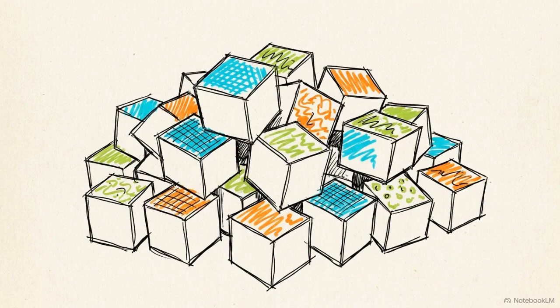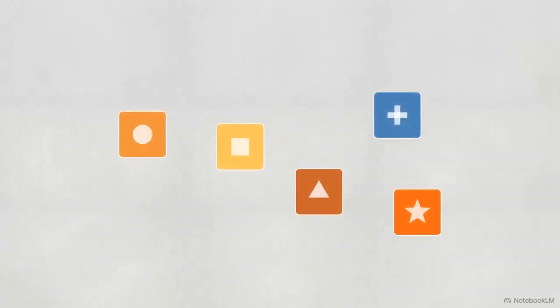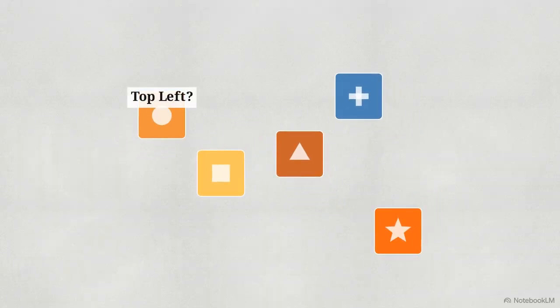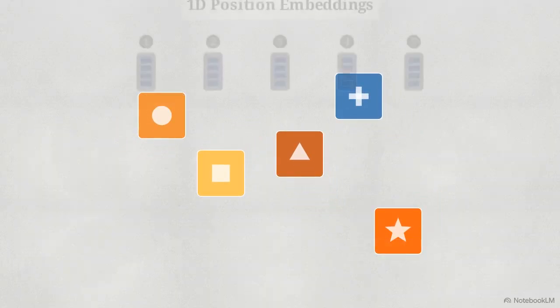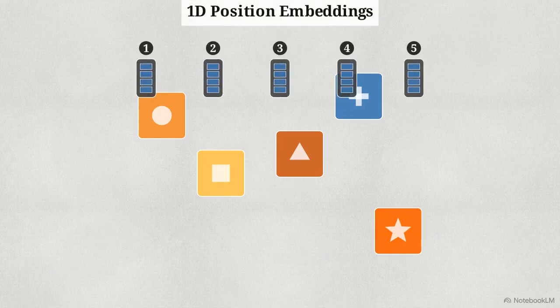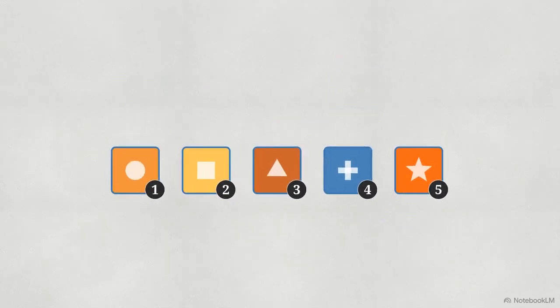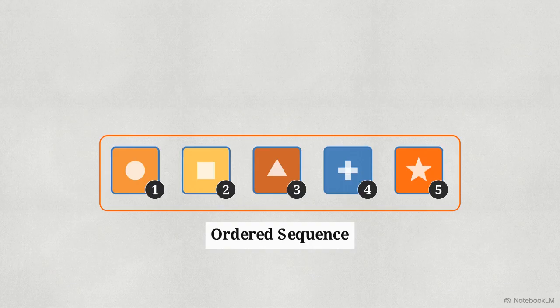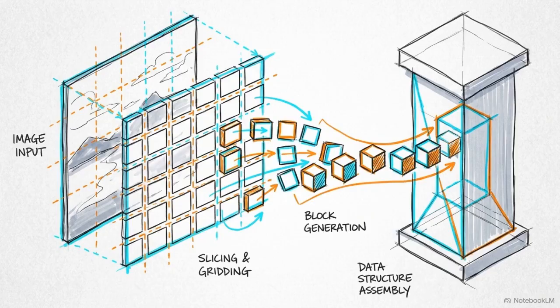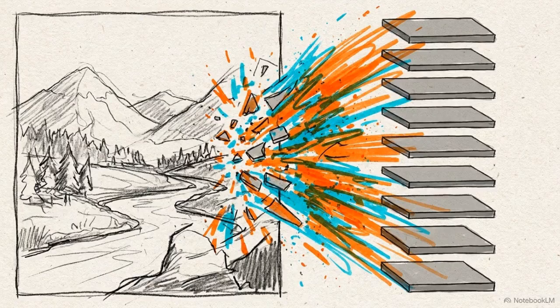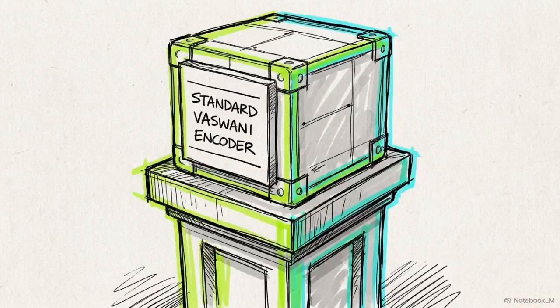At this stage, there is a vulnerability. The tokens exist as an unordered sequence. The model has no way to know which patch came from the top left versus the bottom right. The solution is to add learned one-dimensional position embeddings to every token, establishing their exact order. The architectural novelty of ViT exists almost entirely in this front-end preparation. By turning patches into standard embeddings, it dissolves the barrier between spatial pixel data and sequential token processing.